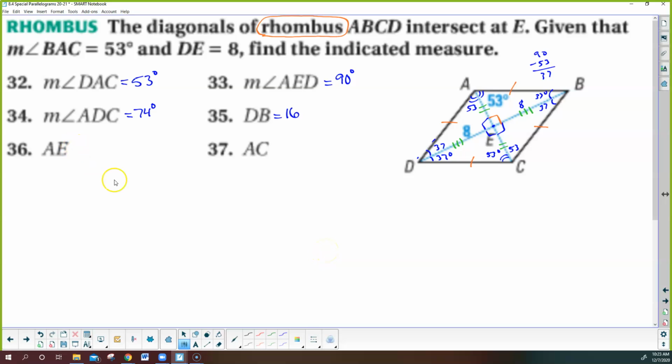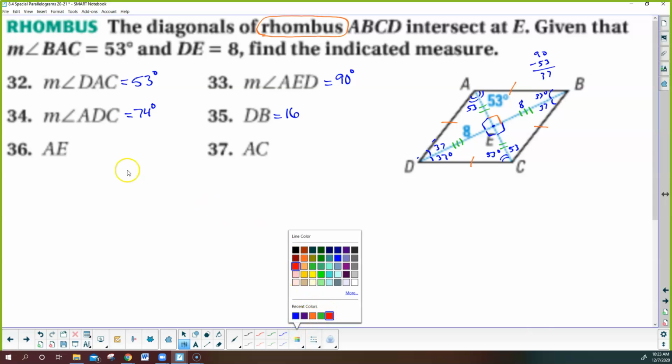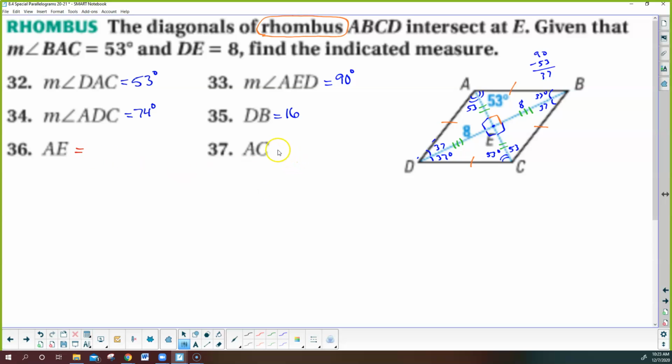Now comes the fun part. I'm going to do these in a separate color. I need to find the length of AE. That's this length in red. Well, the only way to do this is to take one of these triangles. Let's take this red triangle here and just rewrite it.